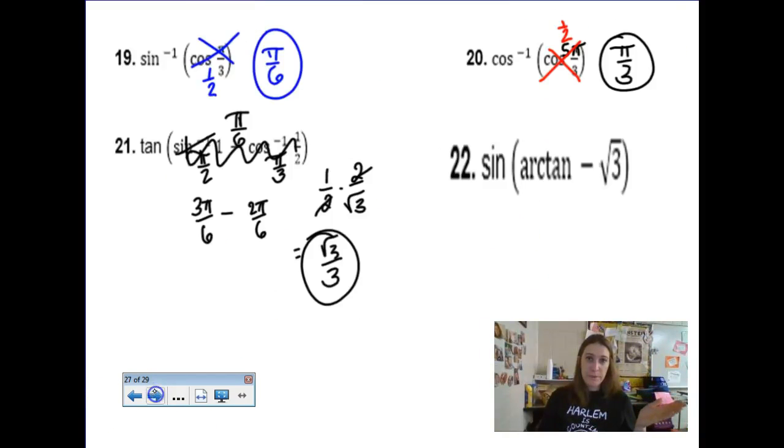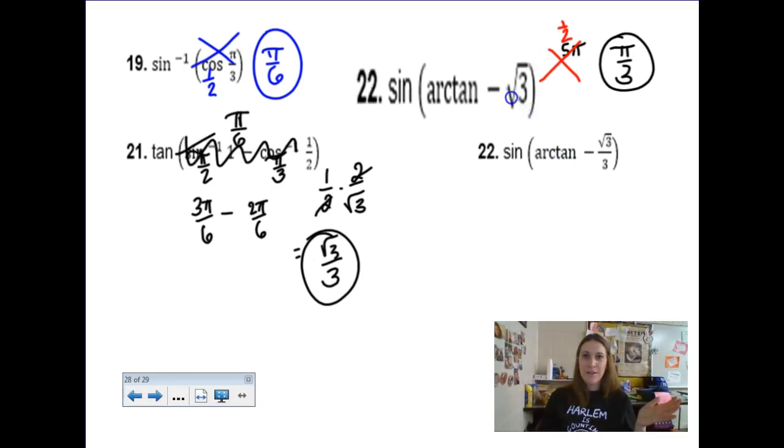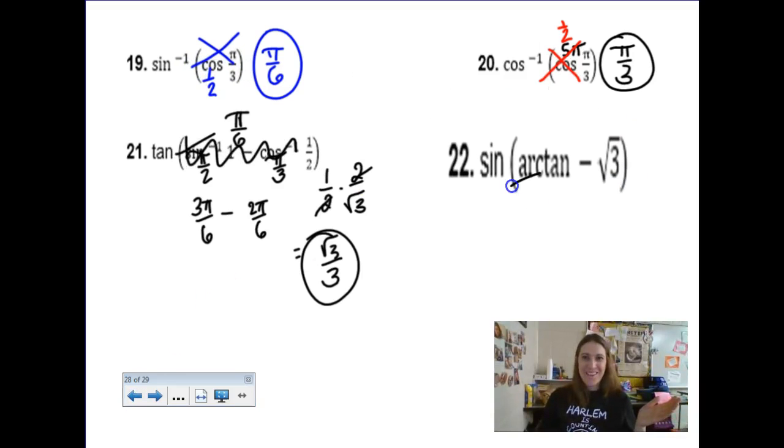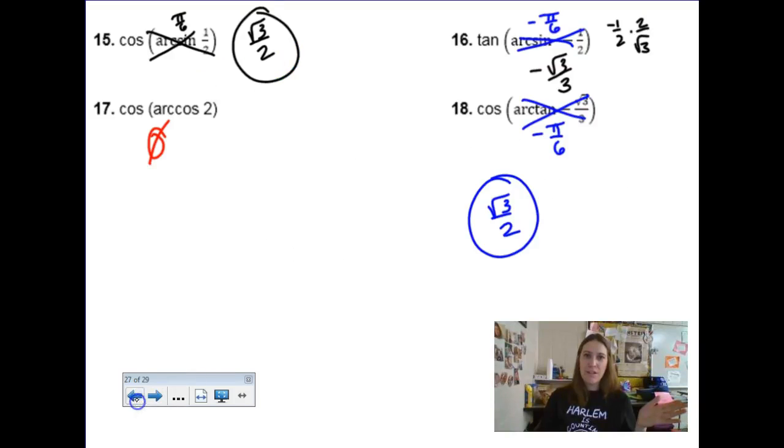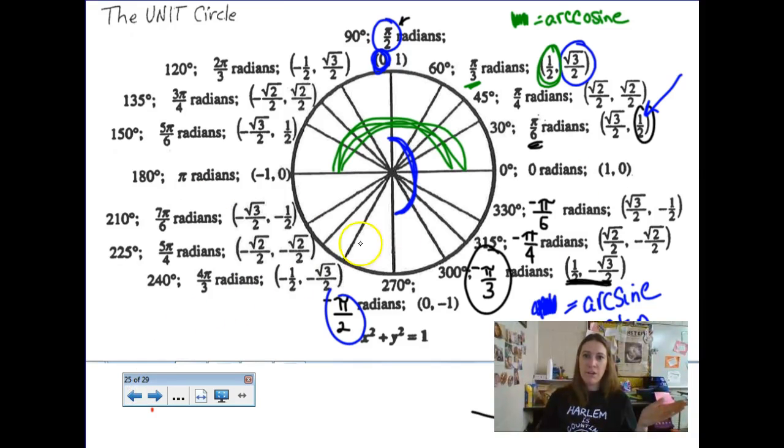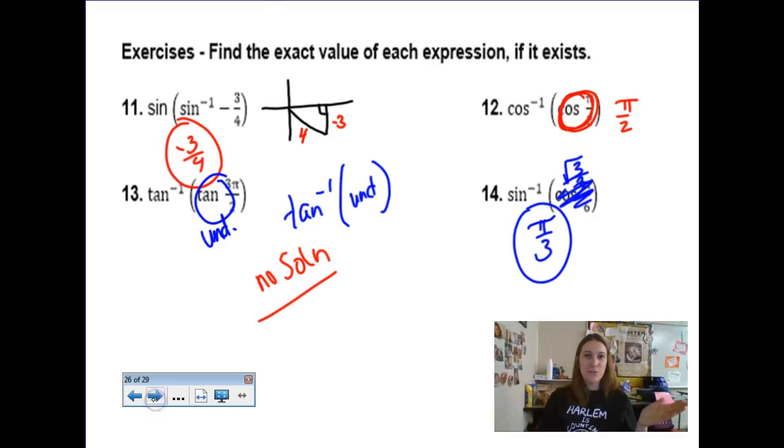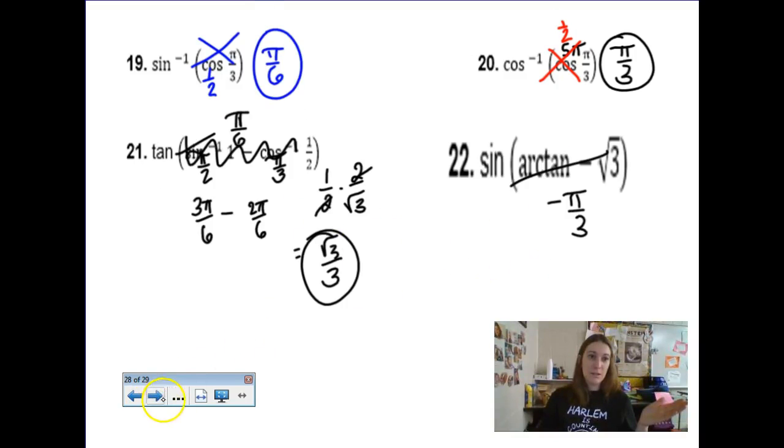Now I forgot what the question was. Oh, look at that. Okay, this is negative pi over 3. And then it says, what is your sine value at negative pi over 3? I'm so brain fried right now, I don't even know. So negative pi over 3, the sine value is negative square root of 3 over 2.